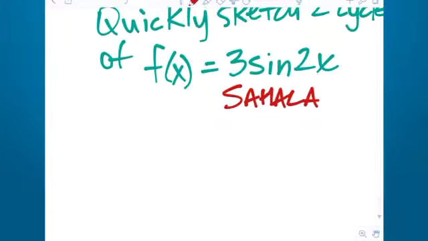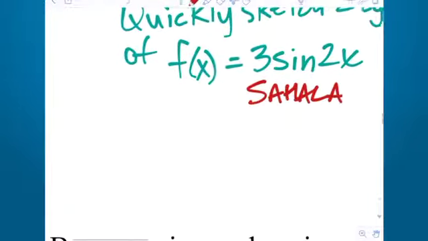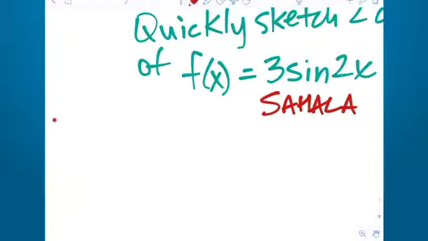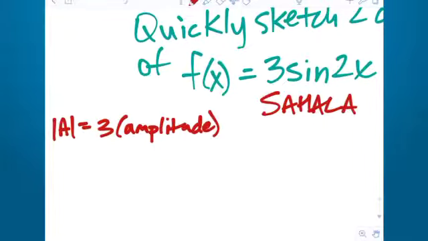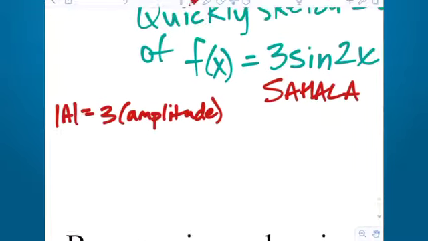What is the 3 going to do? Good. Vertically stretch it by a factor of 3. And of course, that ends up being the absolute value of A, which is our what? We call it the amplitude. Yeah, but it works the same way. It's going to be a vertical stretch by a factor of 3. The graph is 3 times taller.